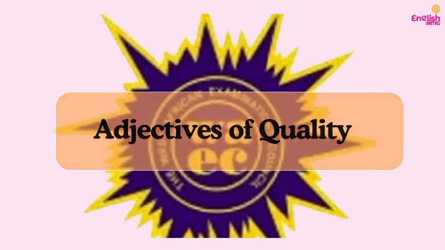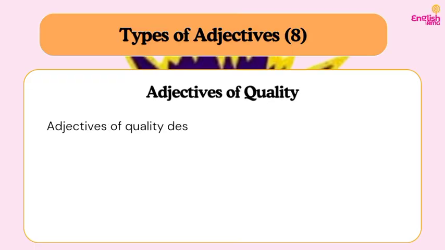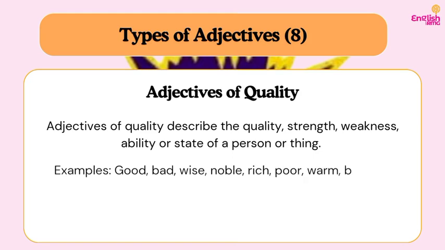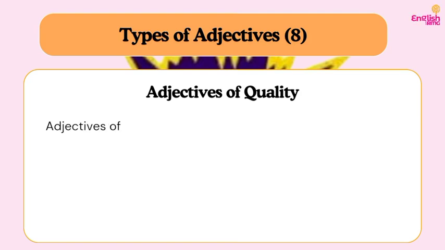So, what are adjectives of quality? Adjectives of quality describe the quality, strength, weakness, ability, or state of a person or thing. So that is like a general view of a noun. Do you understand? So we have examples: good, bad, wise, noble, rich, poor, warm, beautiful, studious, dirty, etc. I could even say that adjectives of quality are the commonest type of adjective. Do you understand? All those common adjectives that you know are adjectives of quality. He's a handsome man. Handsome is an adjective of quality.